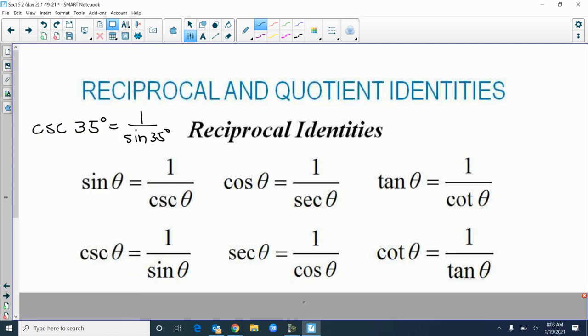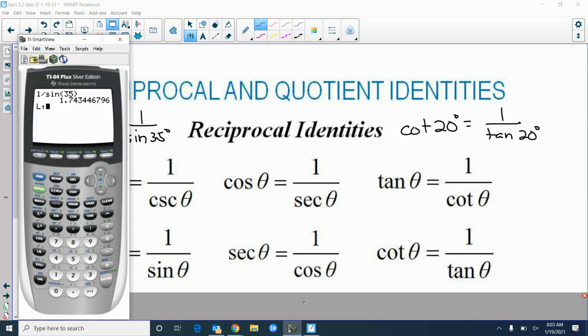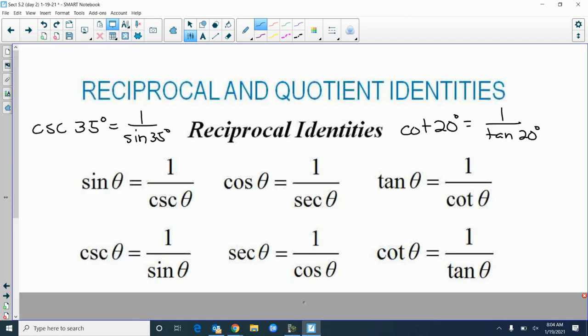Okay, for that one. So if I want to know what the cotangent of 20 degrees is, I got to do 1 over the tangent of 20 degrees. Whoops, I hit the wrong thing there. Clear. 1 divided by tangent 20. Okay, so that's how you got to find those.